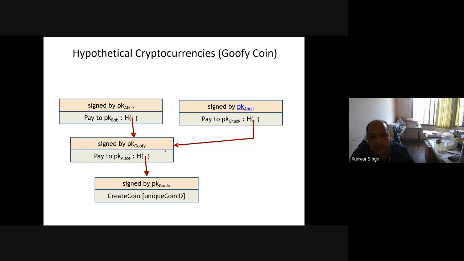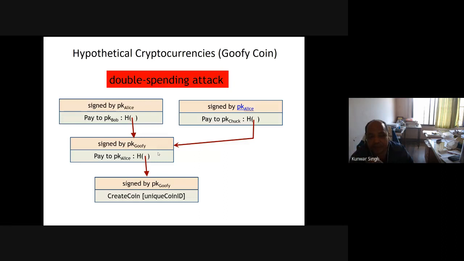With hard currency, you have to forge that currency if you want to make forgery. Okay, but here in the digital part you just have to make a signature. You use a private key and signature and give it to Chuck. Similarly, you have given to Bob. So what you have done is you have spent the same money. You got one Bitcoin and you have made a double spend. That is called double spending. This is the problem with this one.